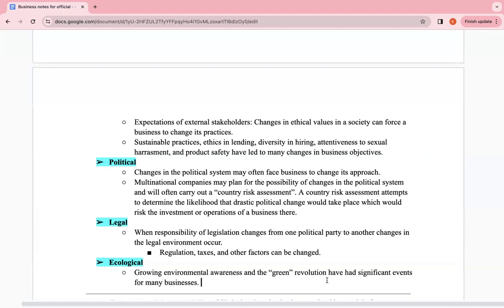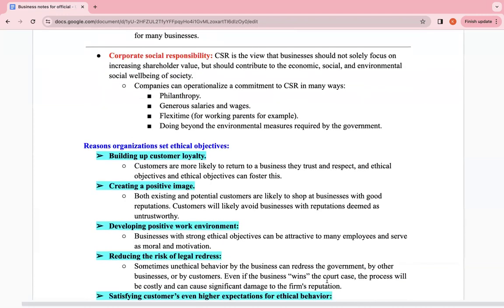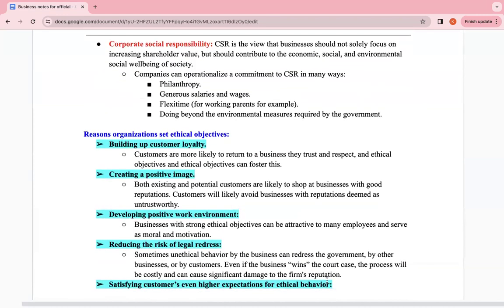And actually, the green revolution has to do with CSR. So basically, corporate social responsibility. So CSR is the view. This is very, very important. You can even get 10 markers on that. So CSR, which stands for corporate social responsibility, is a view that the business should not solely focus on increasing shareholder value, meaning that they shouldn't just focus on increasing their profits so that they have more dividends to pay for their shareholders, but instead they should contribute to the economic, social, and environmental well-being of society, especially the community which they belong to. And again, keep in mind the community is an external stakeholder.